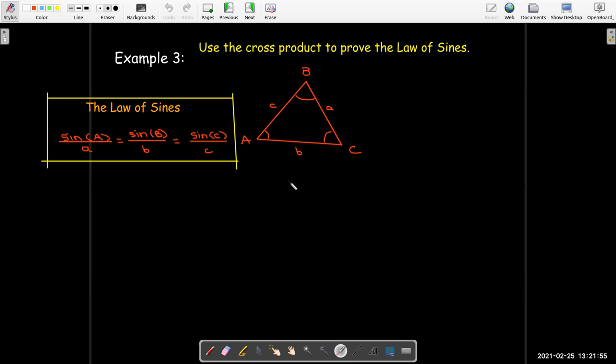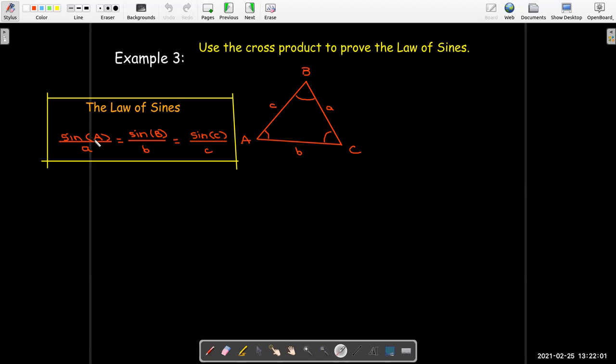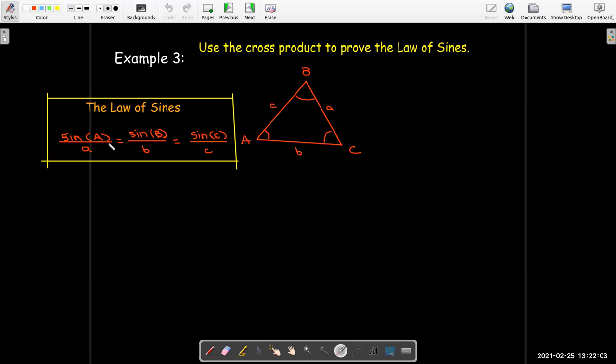The law of sines says that in any triangle, the ratio of the sine of the angle over the length of the corresponding opposite side is going to be the same. So sine of A over a, sine of B over b, sine of C over c. Those are all the same. And we'd like to use the cross product to prove this.